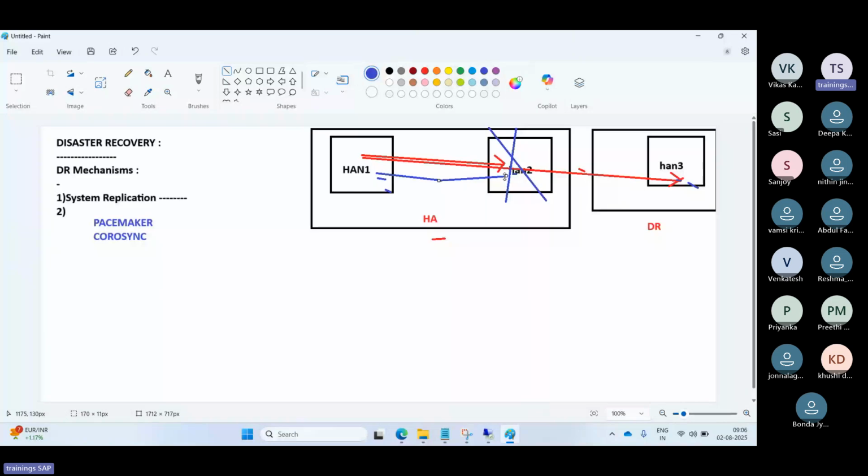This way, without any outage, we can bring up the secondary system. Through replication, data will be replicating, so the same data is available in this HANA database also. So we don't have any issue. It's an OS cluster based HA.